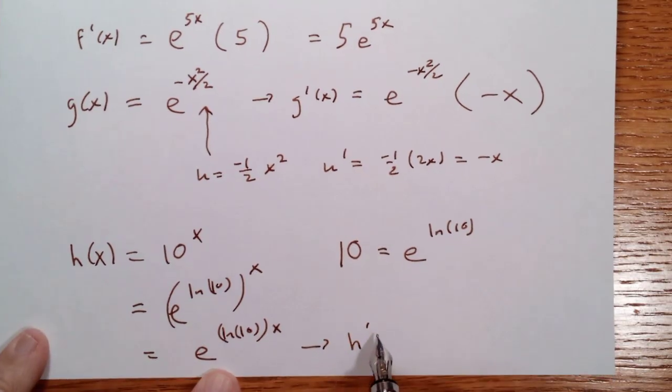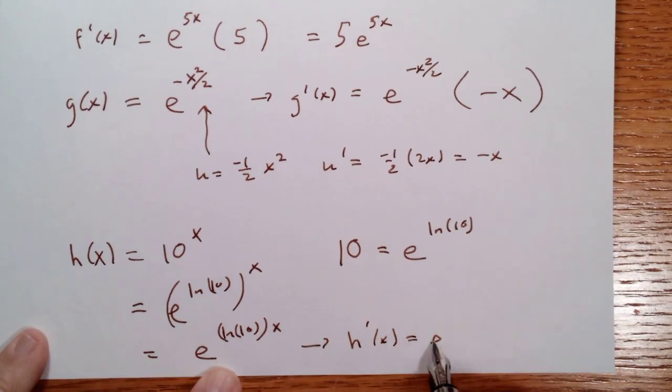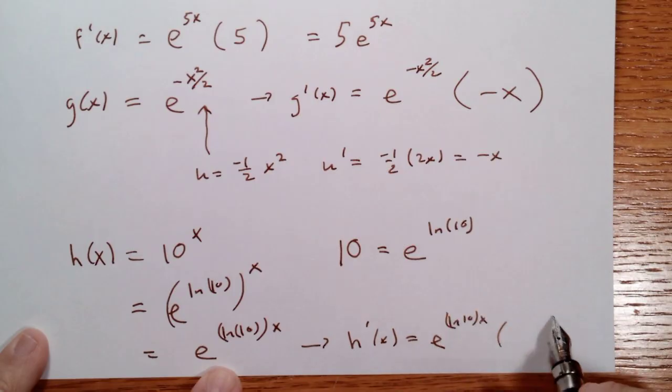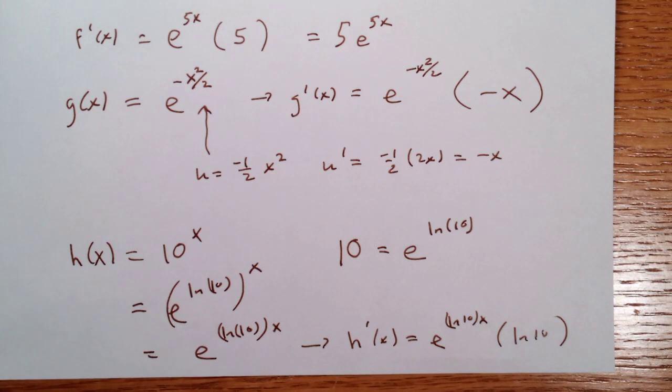The derivative is e to the stuff times the derivative of the stuff. But the stuff is number x. So the derivative is number.